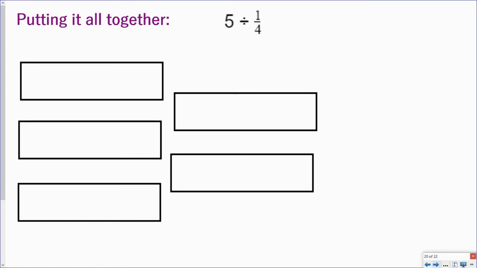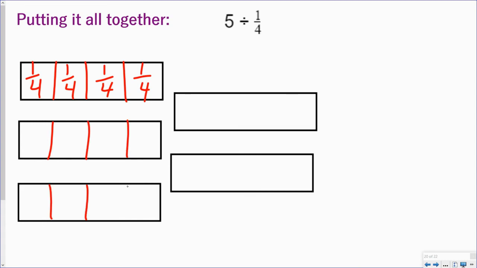So let's put this all together: the picture, the reciprocal, the division. So I have 5 divided by 1/4. That's asking how many 1/4 do I have in 5. So if I break this apart into my fourths, I know that each little piece here is worth 1/4. So I can do that for all of them. And again, I want to make them as even as possible. So now I'm going to count and see how many 1/4 I have.